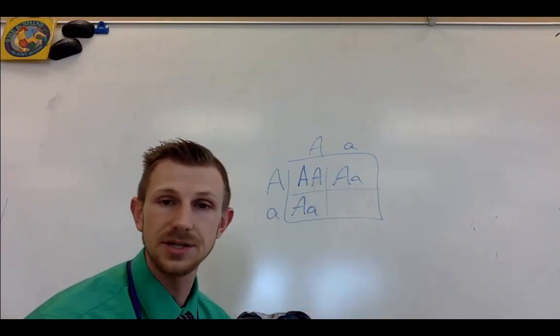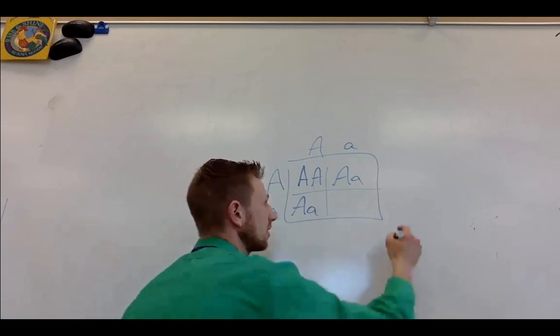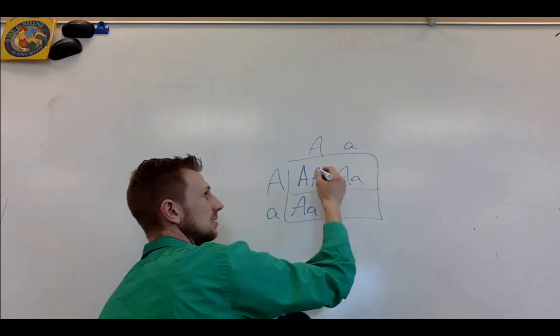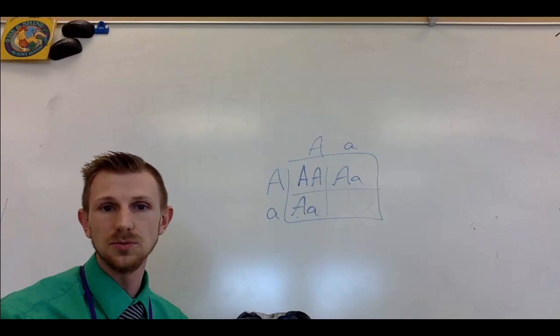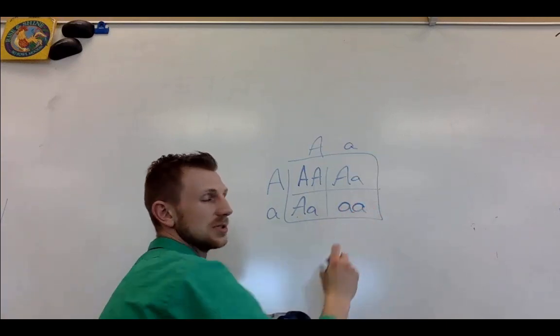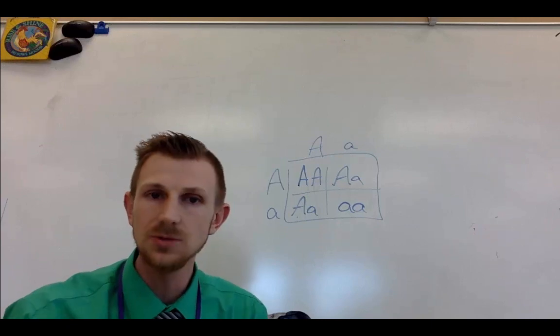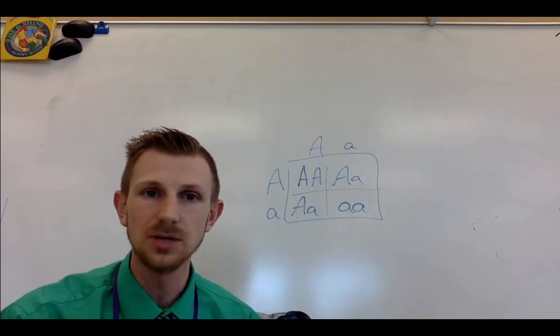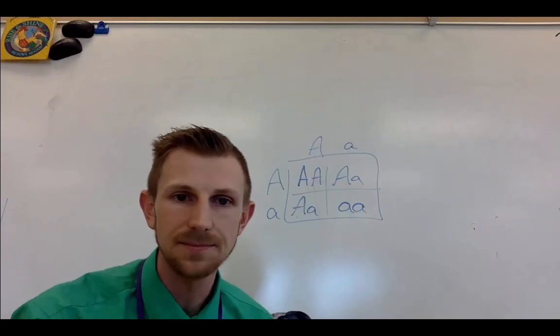Let's say the dominant trait was purple, okay? Then this one and this one would all be purple. But this box has two recessive alleles, and so that one would show up as whatever the recessive color was. We might say white, okay?